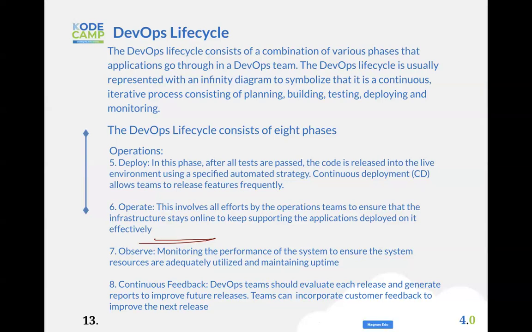Then the operations teams come in here and work with the code that has been deployed to operate it and make sure it's working as intended. You also have observability here, which includes all the monitoring, the logging, and the distributed tracing that we talked about, ensuring that your system is up and running. If there are issues, you can pinpoint them as quickly as possible. And then the continuous feedback, which involves, okay, how is the system performing? Things we need to change.